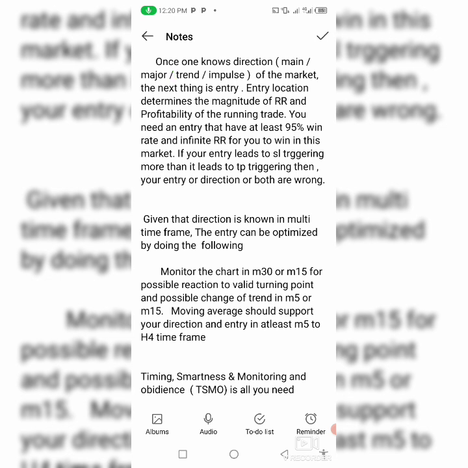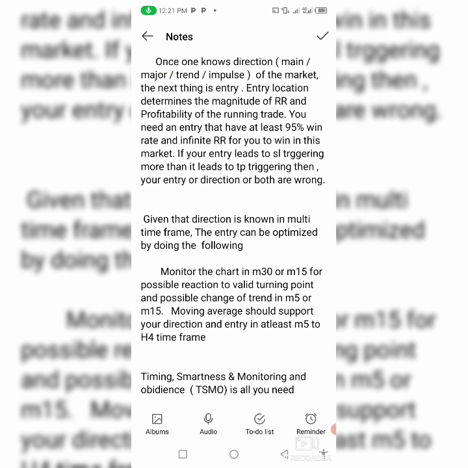Okay, so valid turning point and possible change of trend in M5 or M15. So you'll now be looking for change of trend in M5 or M15, and all these things I'm going to explain on the chart. This is just the theory part of it.